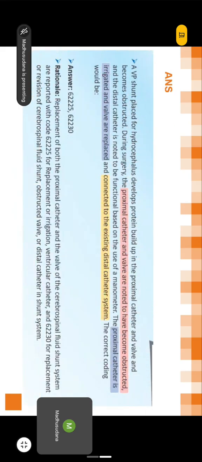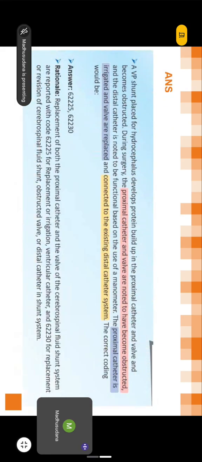Mother 6. What is the code? 62230, 62225. Two codes we have to give as per the guidelines. 62225 and 62230. These two codes.